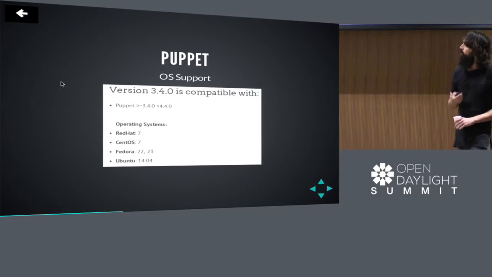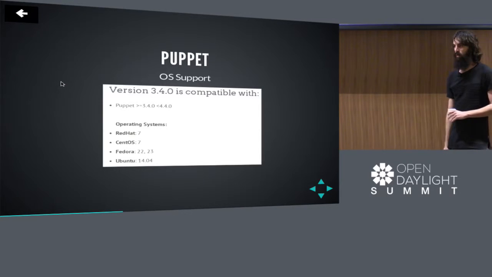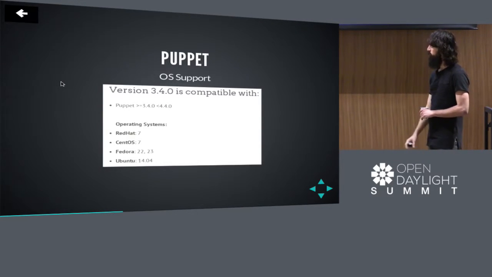This is flaking out on me. Okay, so we have, I guess, the widest operating system support in the Puppet module. This needs a little bit of an update, just some version bumps to newer versions of Ubuntu and Fedora and stuff.